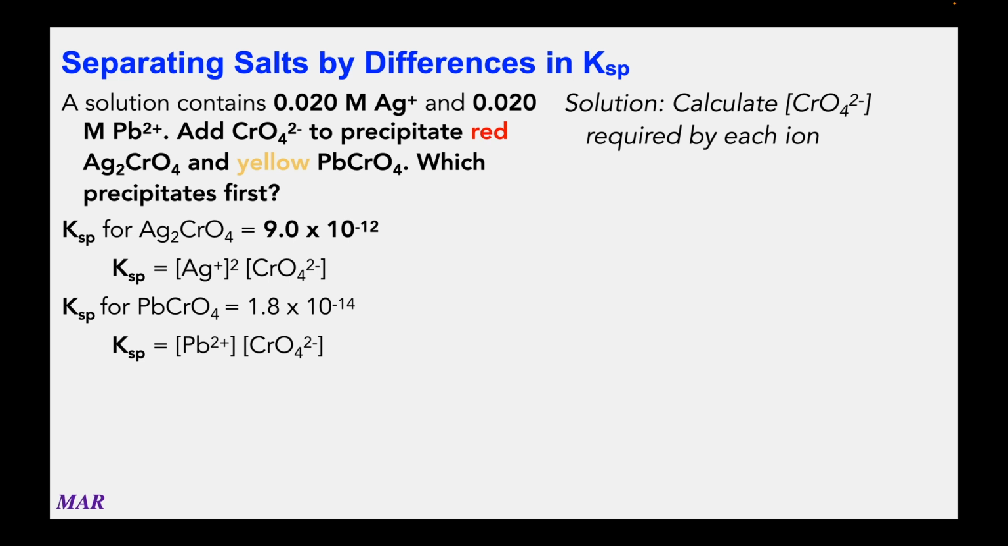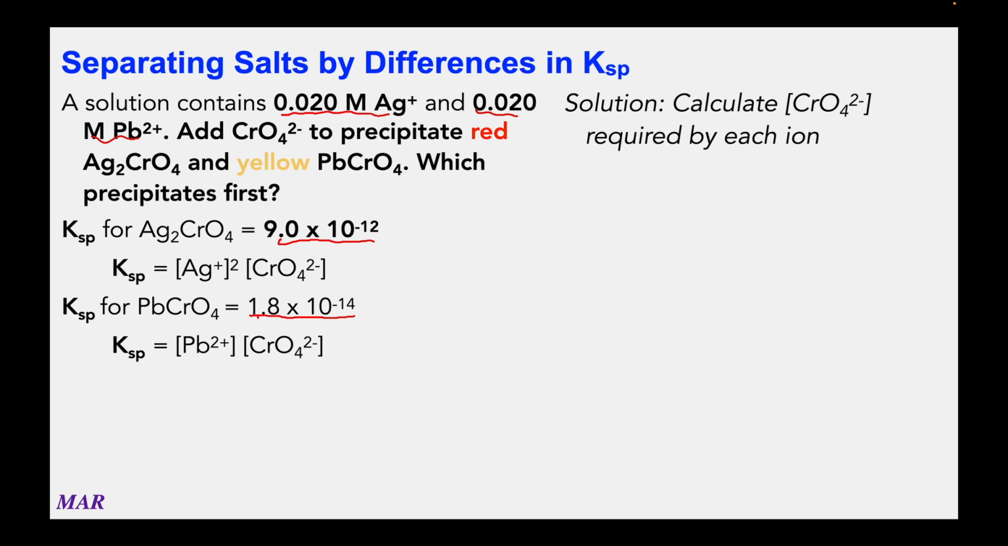And you can see, first of all, that the lead chromate number, 10 to the minus 14th, is smaller than the silver chromate. Hint, hint, we'll come back to that. Now, the KSP for silver 1 chromate is going to equal silver plus squared times chromate. And for lead 2 chromate, that's going to equal lead 2 plus times the chromate ion, and that'll also be important. Now again, in this problem, we've got this much silver and this much lead.